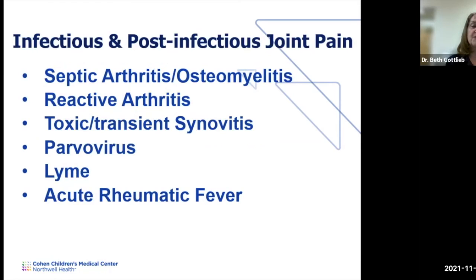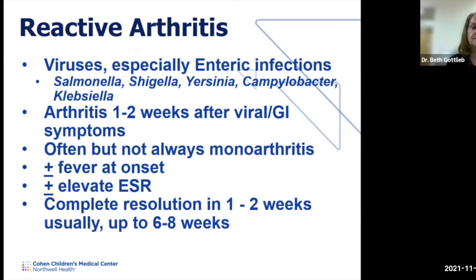So the infectious and post-infectious, septic arthritis and osteo, I would leave to my ID colleagues. They rarely come to our office. They're usually in the emergency room or the ID office. But reactive arthritis and toxic or transient synovitis, we see a fair amount. Parvovirus, Lyme, and rheumatic fever.